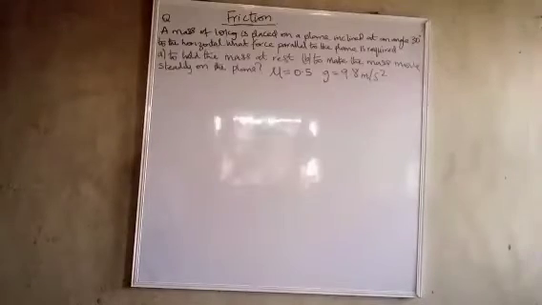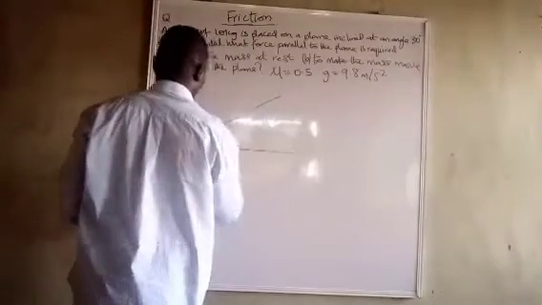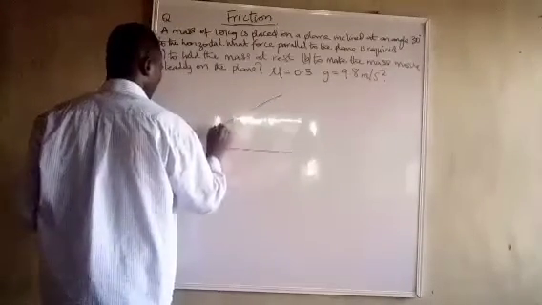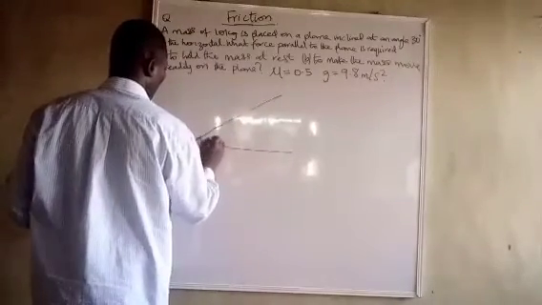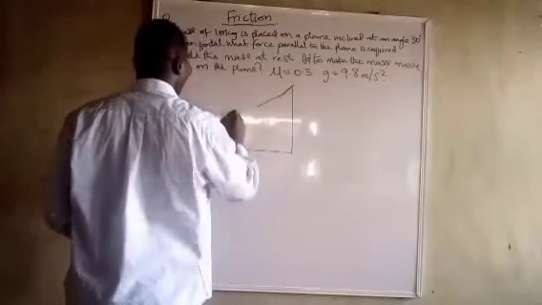A mass of 10 kg is placed on a plane inclined at an angle of 30 degrees to the horizontal. What force parallel to the plane is required? A. To hold the mass at rest. B. To make the mass move steadily on the plane. Now we have a situation like this. We have a mass of 10 kg here.